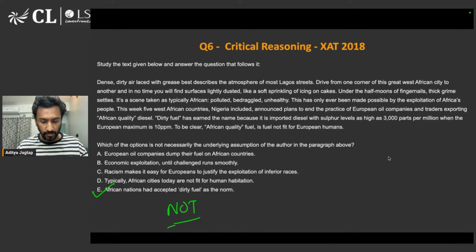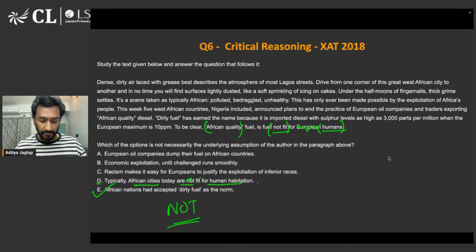Please keep this in mind. This is going to help you with assumption questions in the exam. Let's try this with D. Typically, African cities today are not fit for human habitation. So we are told this fuel is considered not fit, in this case from a racist outlook by the European Union, but generally this quality of fuel is not fit for humans. So that means African cities today are not fit for human habitation.